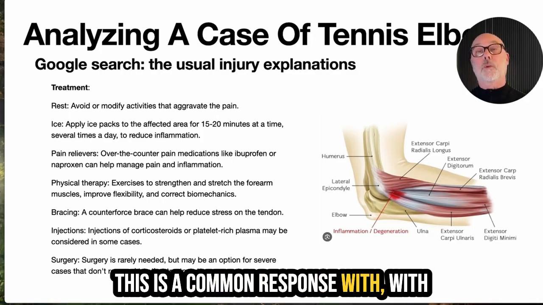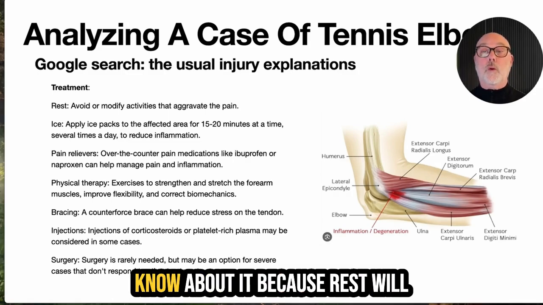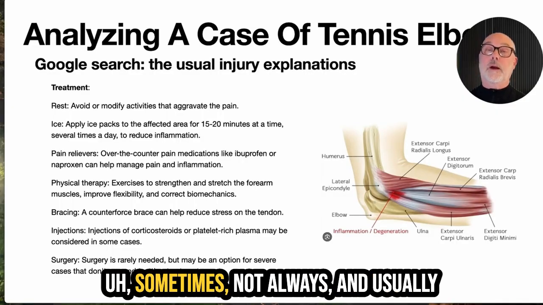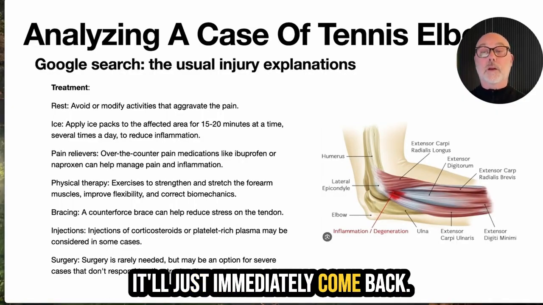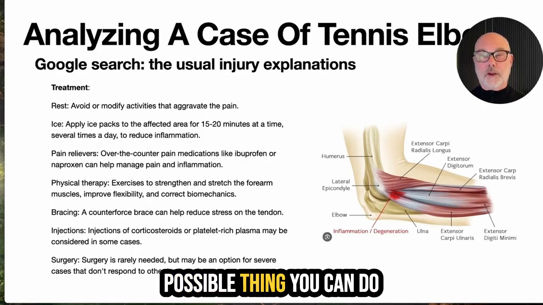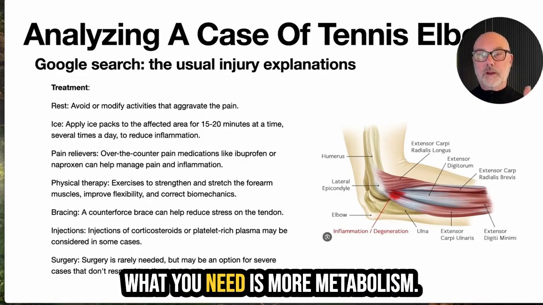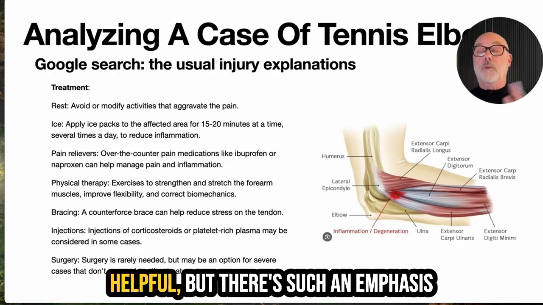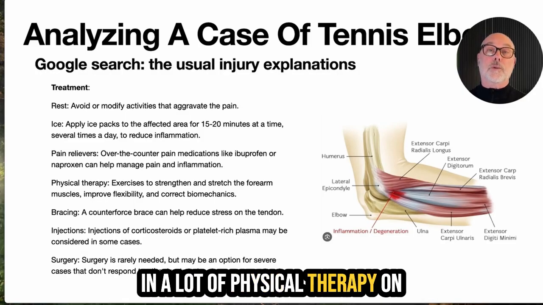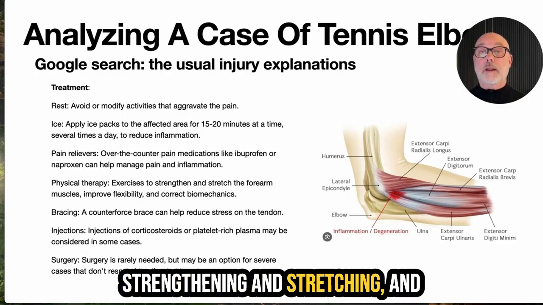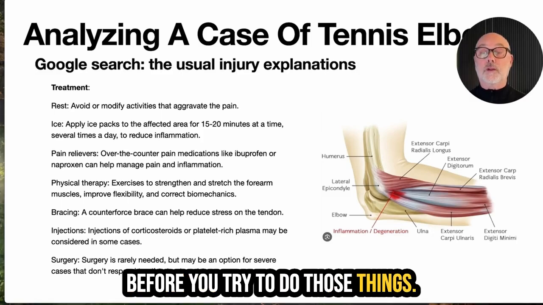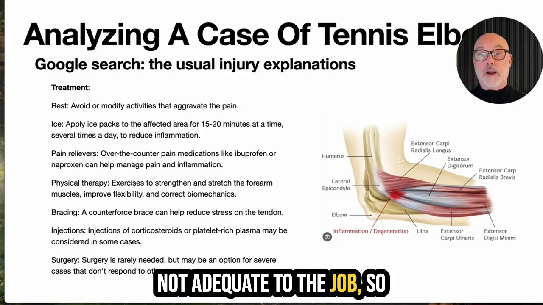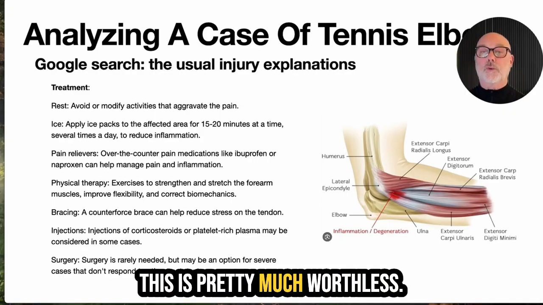This is a common response with trigger points from people that don't know about it because rest will temporarily calm a muscle down sometimes, not always. And usually it'll just immediately come back. Ice, which is the worst possible thing you can do because it reduces metabolism. What you need is more metabolism. So pain relievers, physical therapy, bracing. Not that physical therapy can't be helpful, but there's such an emphasis in a lot of physical therapy on strengthening and stretching, and you have to remove trigger points before you try to do those things. It's just mandatory. Otherwise, the tissues of the muscle are not adequate to the job. So this is pretty much worthless.